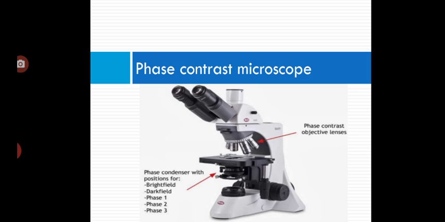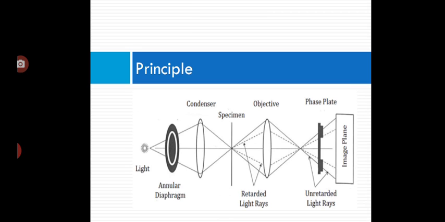Coming first to the principle, when rays of light are passed through an object, they emerge in different phases depending on the difference of the refractive indices between the object and its surrounding medium. A special optical system called a special condenser and objective lens converts the difference in phase into a difference in intensity of light, producing light and dark contrast in the image.